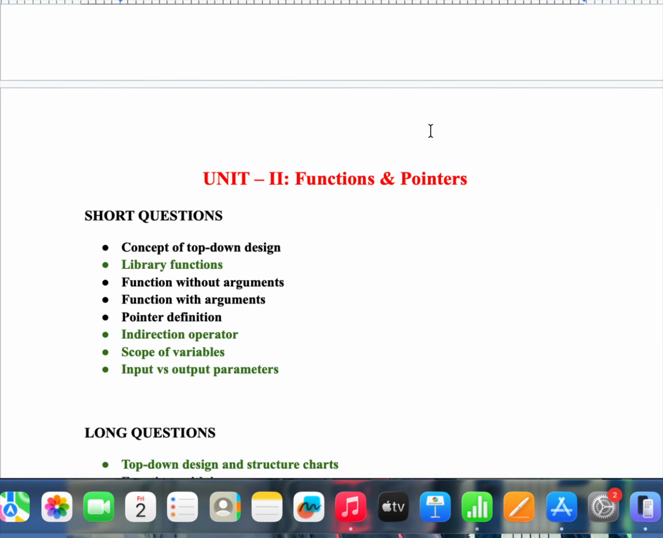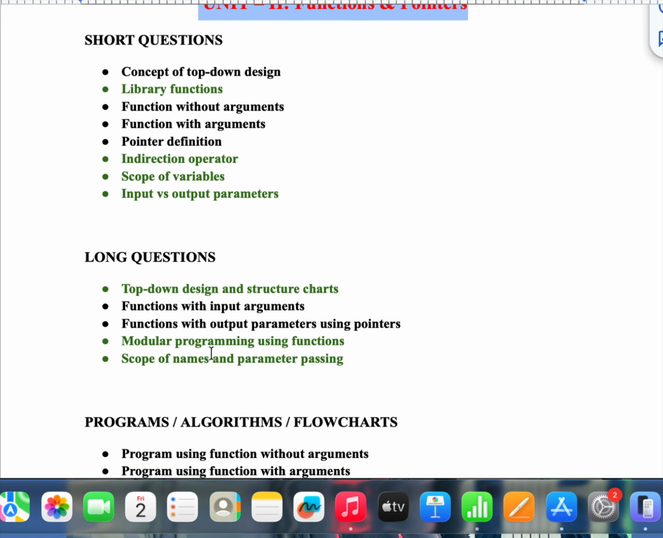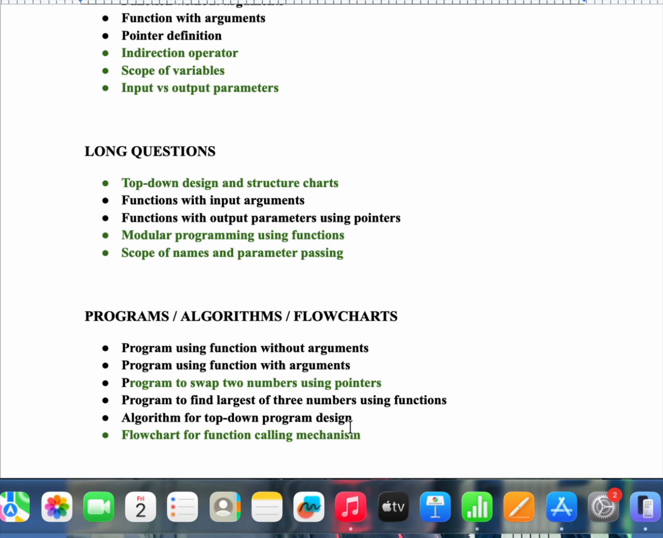Coming to Unit 2, library functions, scope of a variable, input and output parameters are the top most short questions for Unit 2, functions and pointers. Scope of names, parameter passing and modular programming using functions are also related to functions. You'll get the programs which I've highlighted here: calling of a function mechanism and swapping of two numbers using pointers.